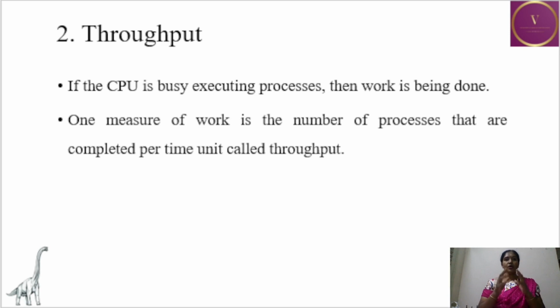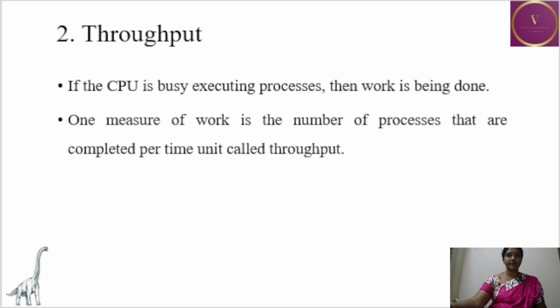So per unit time, how much work is getting completed, that is the measure we have, and we call that throughput. All right. So this criterion, how much work is done per unit time, is what we keep as a measure in order to calculate CPU utilization, and this is what we call throughput, which means if the CPU is busy processing the work, the work is being done, and one measure of work is the number of processes that are completed per unit time, which is called the throughput.